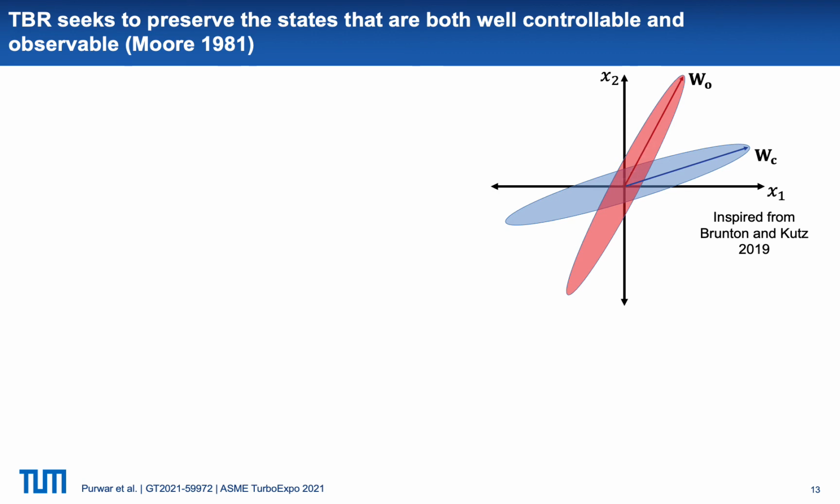These Gramians change if the coordinates of the original system are transformed. Now, truncated balanced realization seeks to preserve those states that are both well controllable and observable. Therefore, such a transformation is required that equalizes the controllability and observability Gramians. Now we will go through the algorithm.